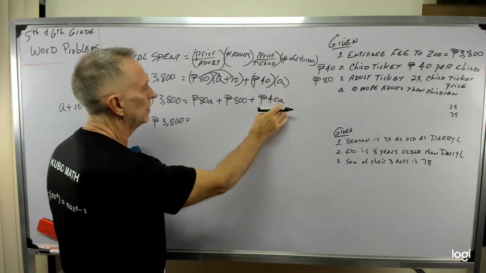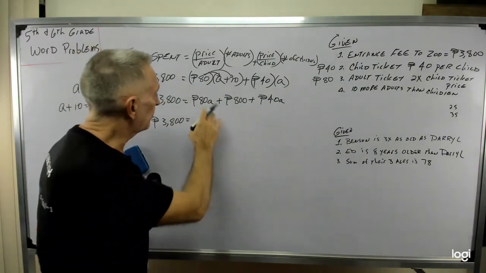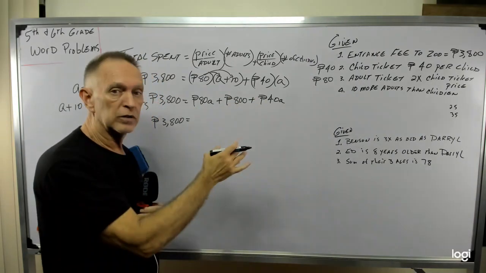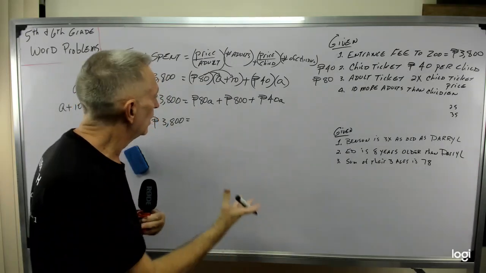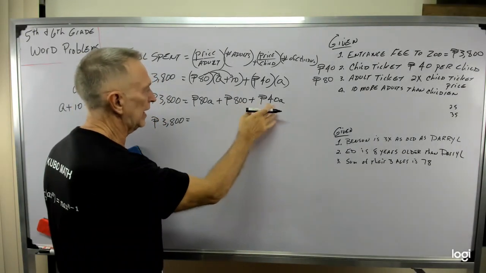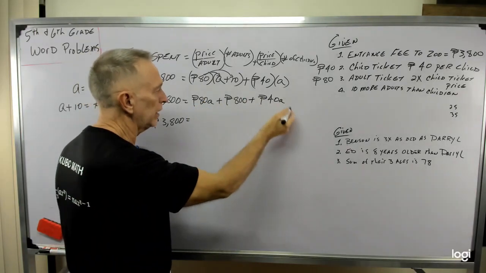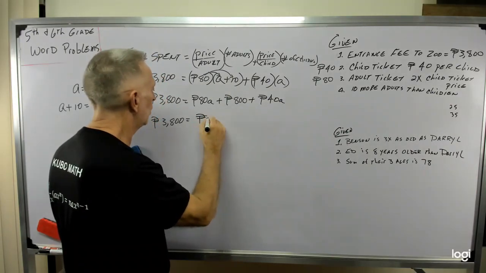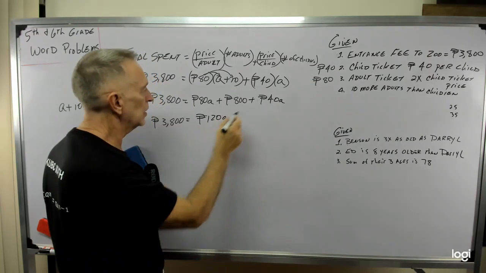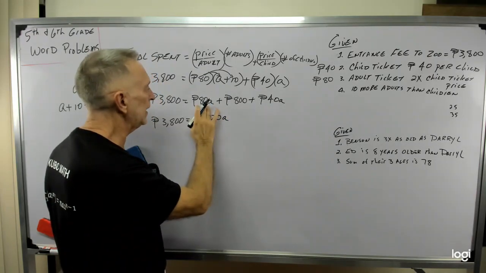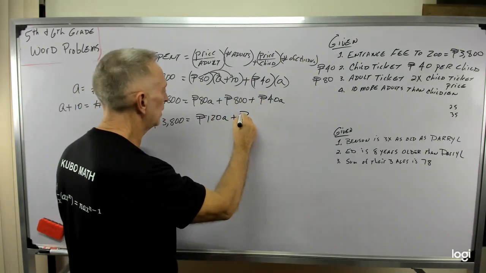They have the same variable, 80A and 40A. They both have an A, so they're both Pakwan. They're both watermelons, so I can add watermelons and watermelons. This one does not have an A, so I cannot add it with the others. So 80 of something plus 40 of something gives me 120 of that something, and of course A is our something. So 120A is 80A plus 40A plus my remaining 800.